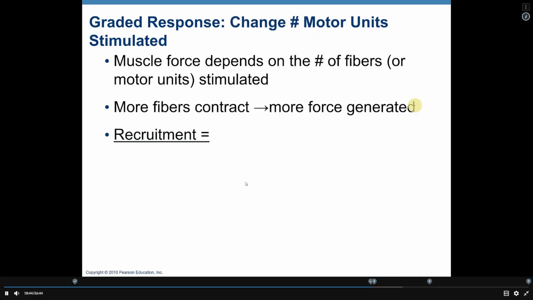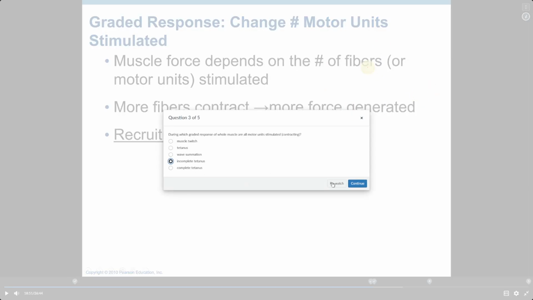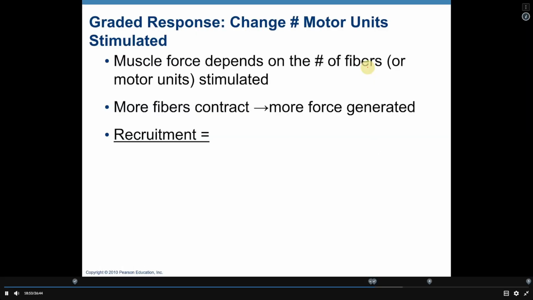So again, we're talking about the graded response, and we said that the two things that happen during a graded response are you change the frequency of the nerve impulse, which we just finished talking about, and the other thing you do is you change the number of motor units stimulated. So muscle force depends on how many motor units or skeletal muscle cells are contracting. The more muscle cells that are contracting, the more force. And that's pretty straightforward.